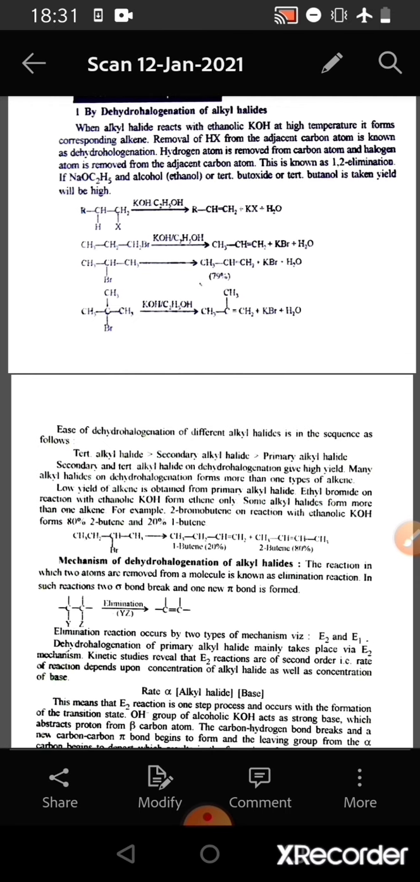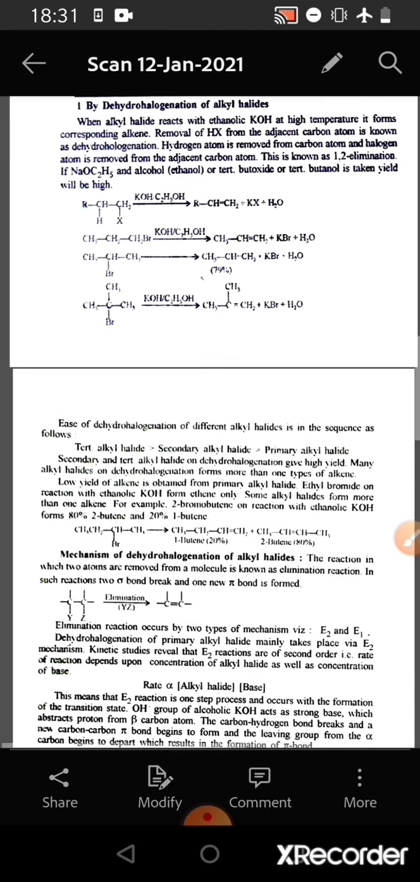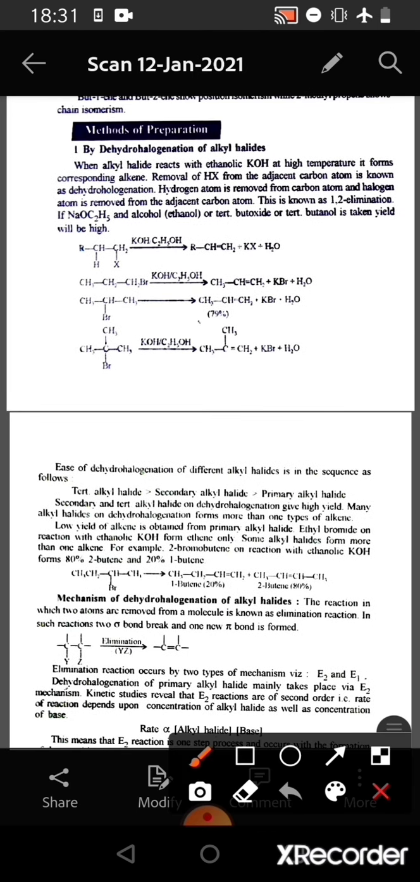If sodium ethoxide in alcohol or tert-butoxide in tert-butanol is taken, then the yield will be high. So if we consider the reaction, this is a general alkyl halide. It reacts with KOH in the presence of ethanol and the product is an alkene. If we consider this specific example, CH3CH2CH2Br, then the Br from the terminal carbon is removed and the hydrogen from the adjacent carbon atom is removed and the resultant is propene.